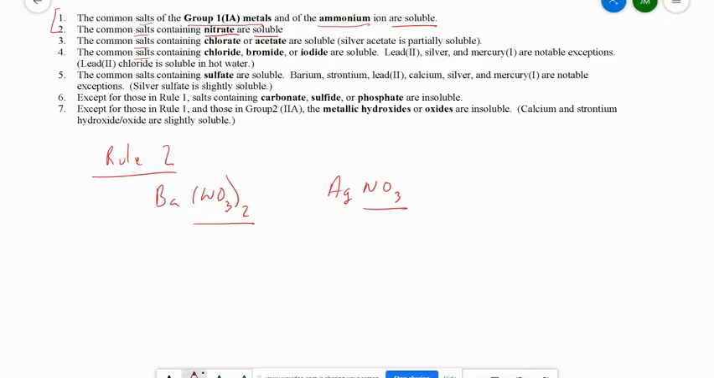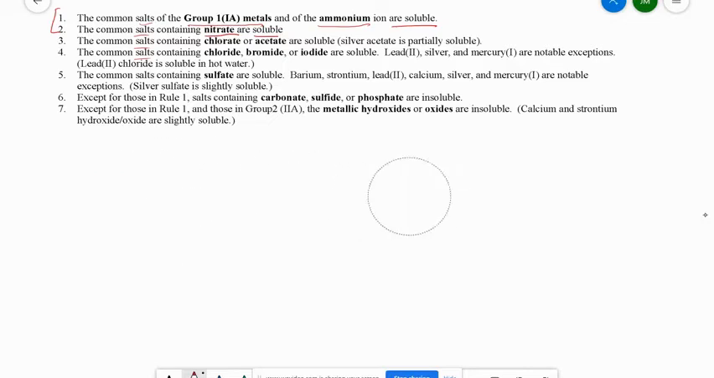Okay, those are really the most important 2 rules. The rest of these we'll take just a second and look at here before we try some examples of this. But those 2 are the most important. But look at the rest of these. Number 3, the common salts containing chlorates. So you need to go back to your polyatomic ion sheet if you need to. Chlorates or acetates are soluble.